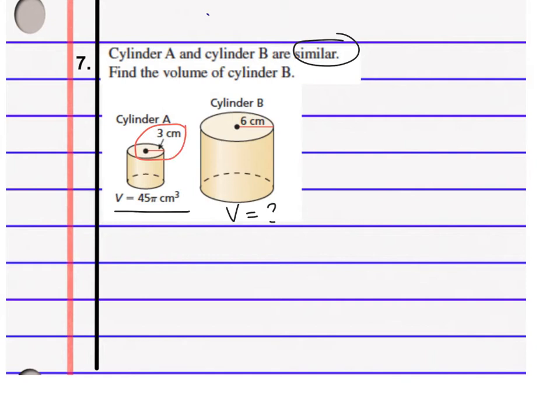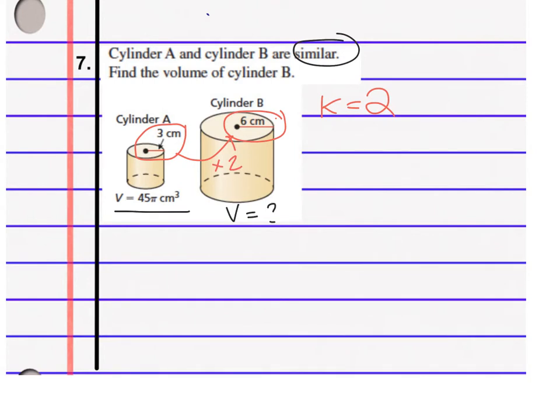So the radius, kind of like a side length in this example, is 3 in cylinder A, 6 in cylinder B. So ask yourself, what is my K? How do I go from 3 to 6? Hopefully you said 2. The scale factor is 2. 3 times 2 is 6.